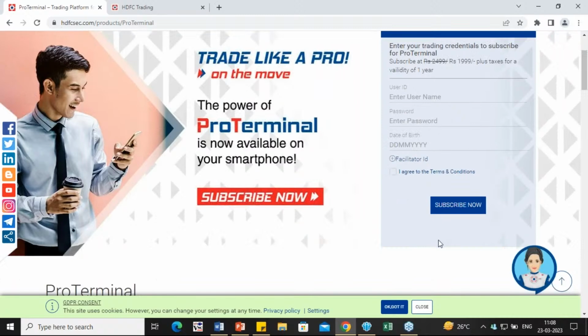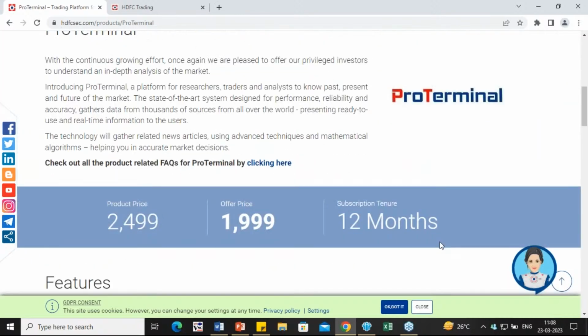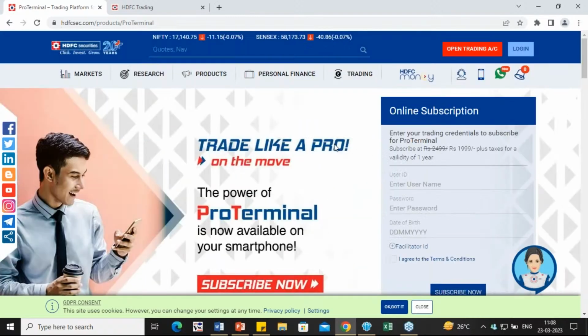Second, what are the charges of the Pro Terminal? You can pay in two ways. One is 1,999 for 1 year plus GST for the Pro Terminal. If you subscribe, this amount will be debited from your account, and once the amount has been debited, the Pro Terminal will be activated within 48 hours. One more way you can activate a Pro Terminal.